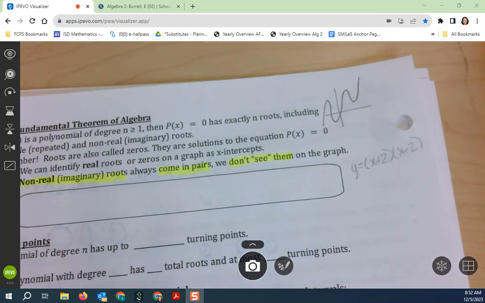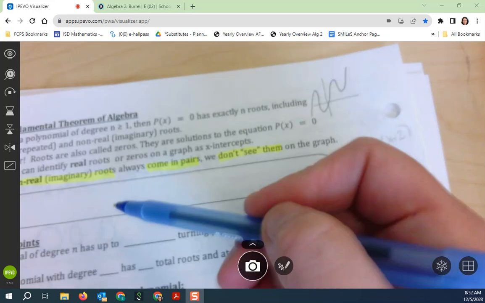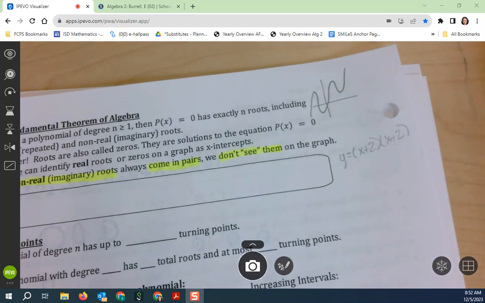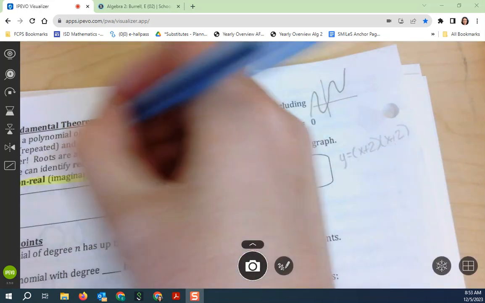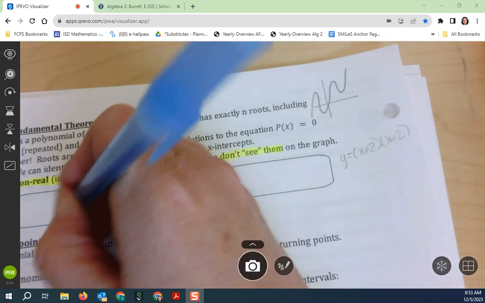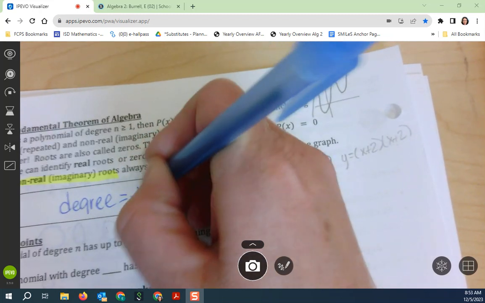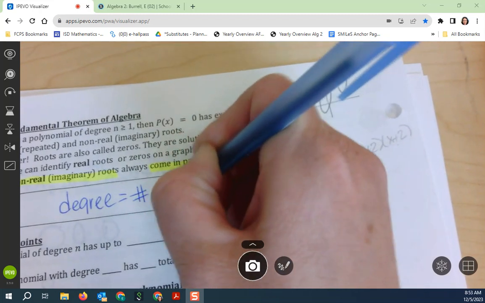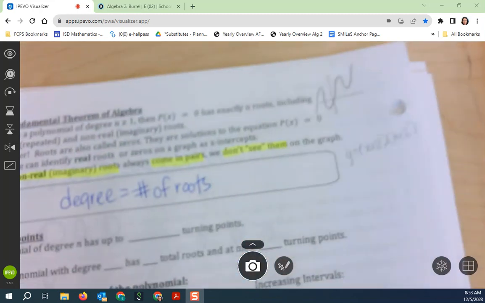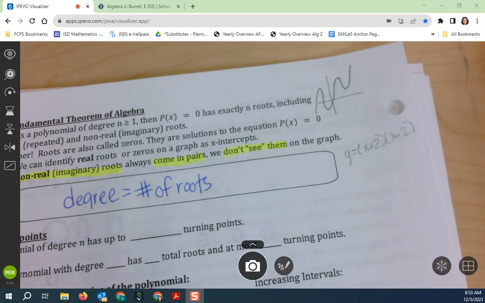All right, so in here, we're just going to simplify the fundamental theorem of algebra. We're simplifying it to say the degree is equal to the number of roots. It's as simple as that. Degree is equal to the number of roots.